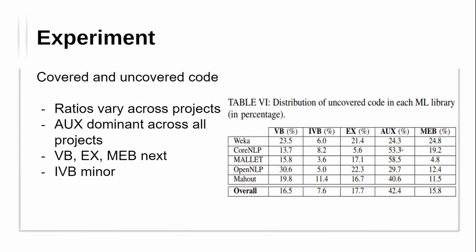After that, you have the valid behaviors, exceptions, and message handling behaviors that are higher up for not being tested. But the one that shows up least in uncovered code is actually invalid behaviors. So I'm not sure what to make of this. The authors didn't place much emphasis on this result either.